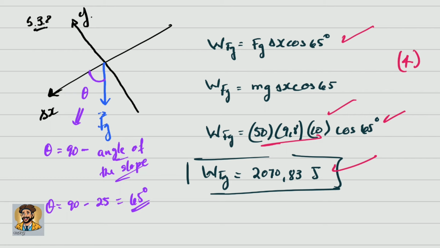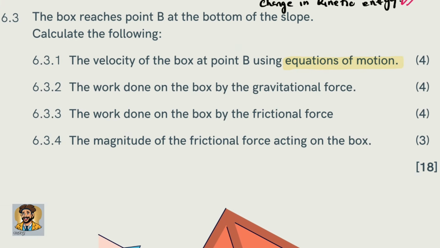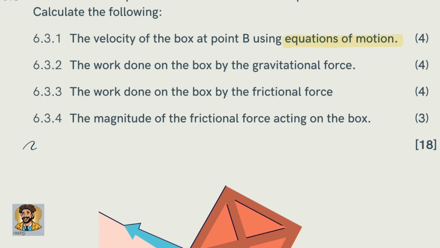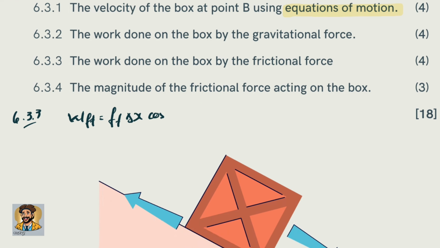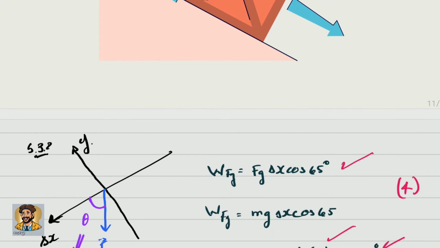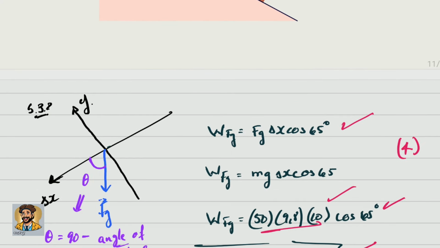Remember, you don't always get the distribution of the marks in the same way. Okay, now we move on. The next question says calculate the work done on the box by the frictional force. Now I want you to look at the formula. Question 6.3.3. Work done by friction is equal to the product of friction, displacement, and cosine of theta. The angle between friction and displacement is 180 degrees. Note the friction is pointing in the opposite direction of motion, so the angle with the displacement is 180 degrees.